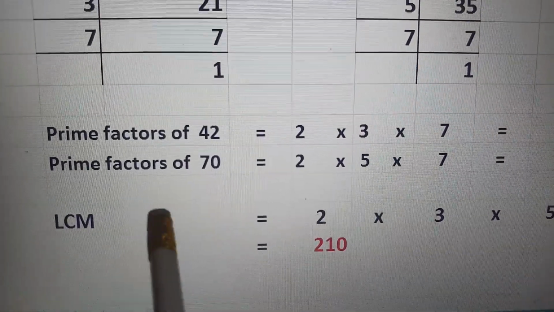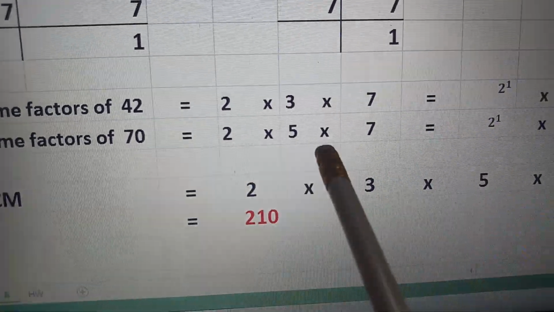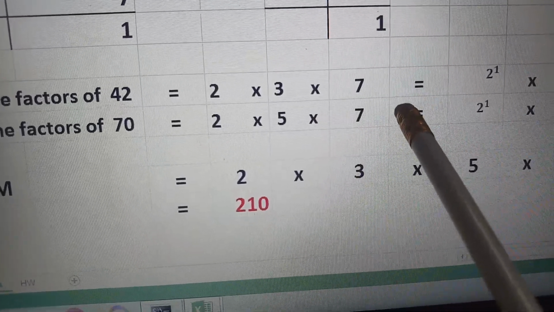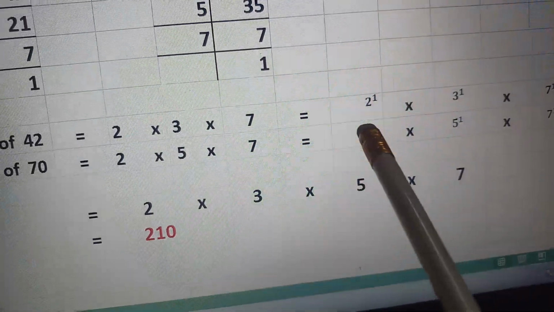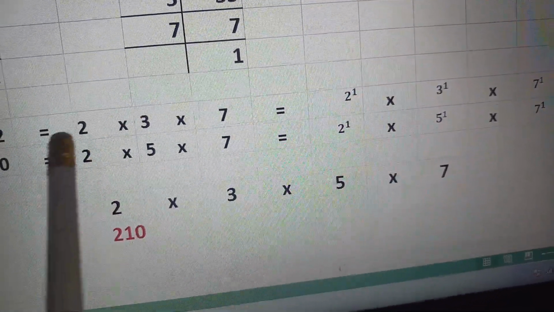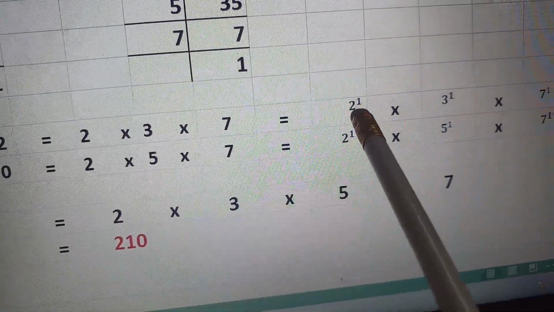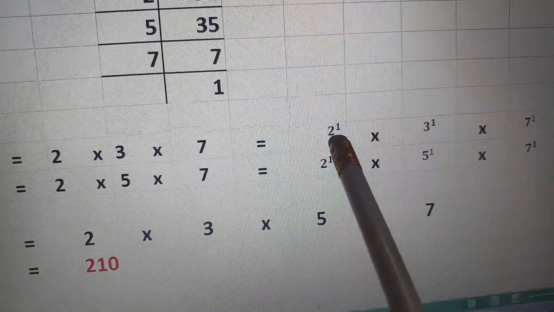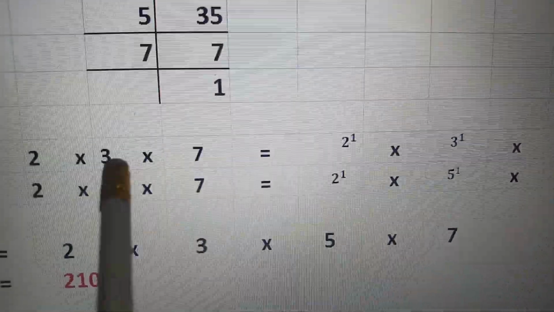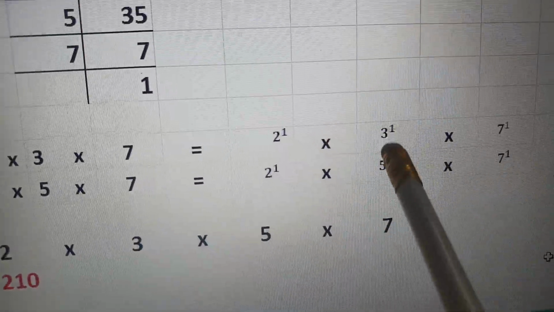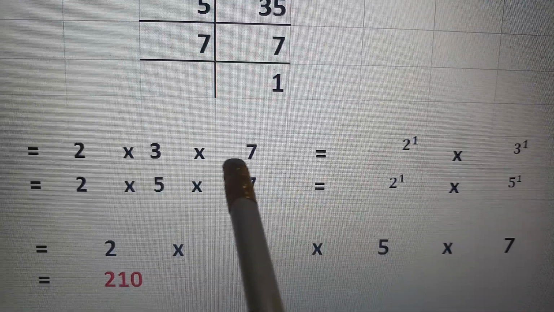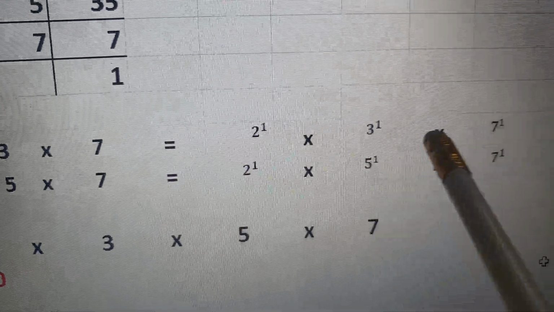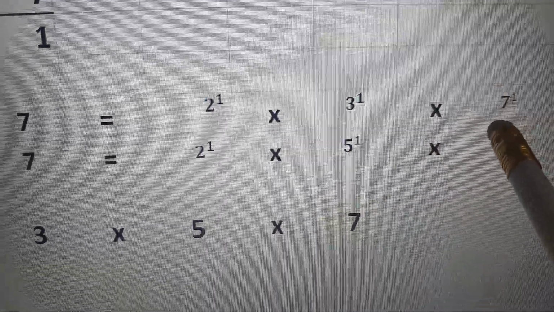Now see, the prime factors of 42 are 2, 3 and 7. How many times did 2 appear here? 2 appeared one time. So we'll write 2 power 1. How many times did 3 appear? 3 appeared one time. We'll write 3 power 1. How many times did 7 appear? 7 appeared one time. So we'll write 7 power 1.